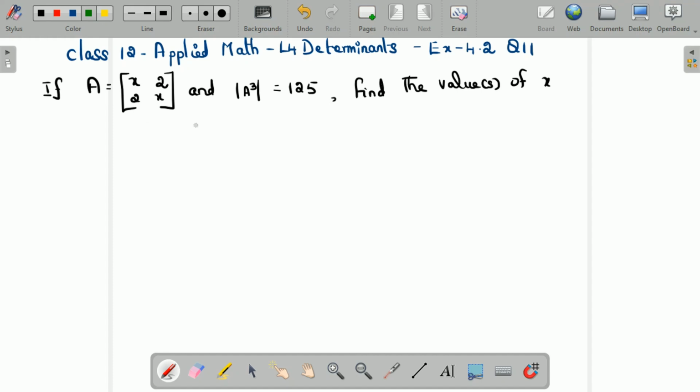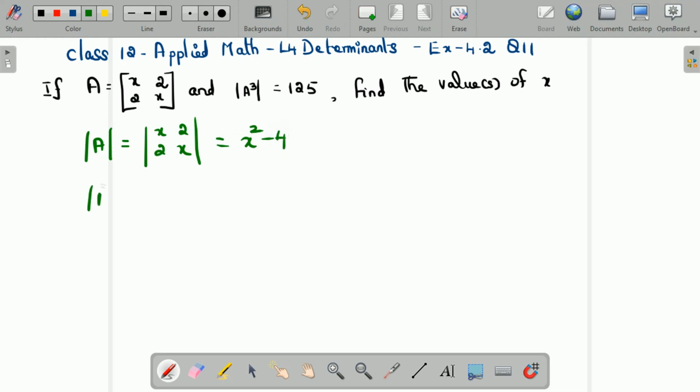In this video, let's find the solution for the 11th question in exercise 4.2. If matrix A is [x, 2; 2, x] and the determinant of A cube is equal to 125, find the values of x. So the value of determinant A is equal to |x 2; 2 x|, which we are going to solve right now. So this is x squared minus 4.